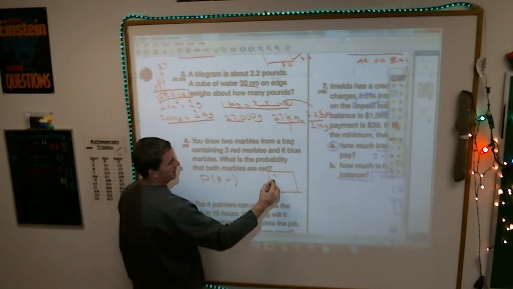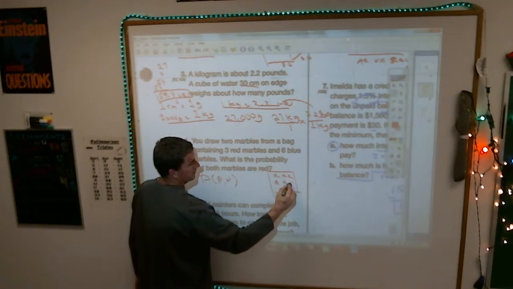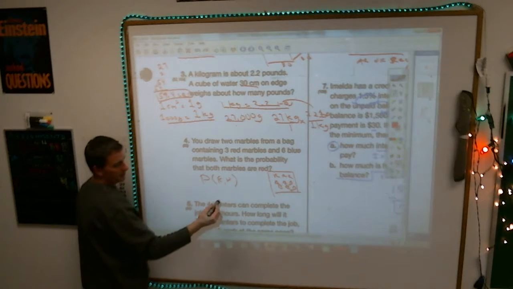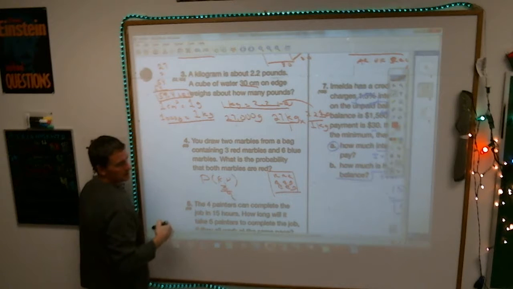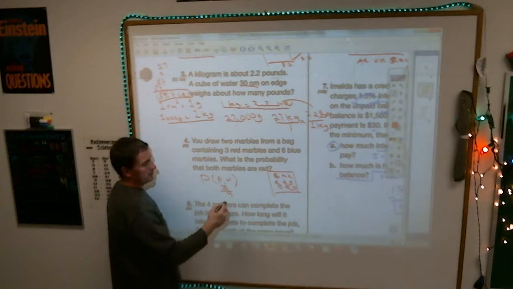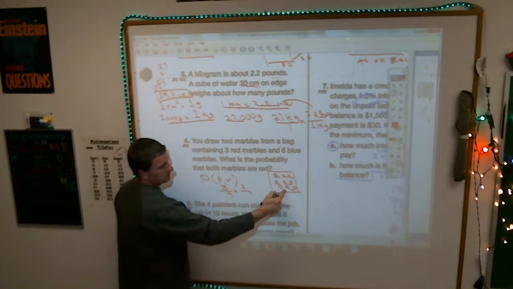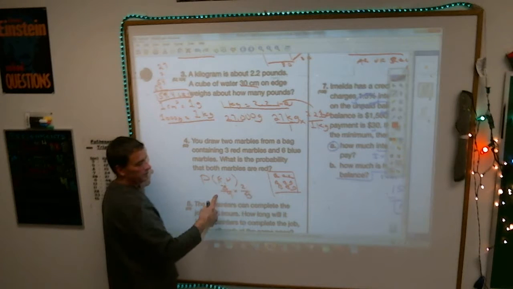So here's your picture. You have 3 reds and you have 6 blues. My probability of pulling 1 red out, how many reds are there? 3. How many total marbles? 9. Okay, but if I take 1 red out, this red is now gone. What's my probability of doing it the next time? How many reds are there? There's only 2 left. And how many? 8 marbles. This is going to be your probability if you just do the math there.